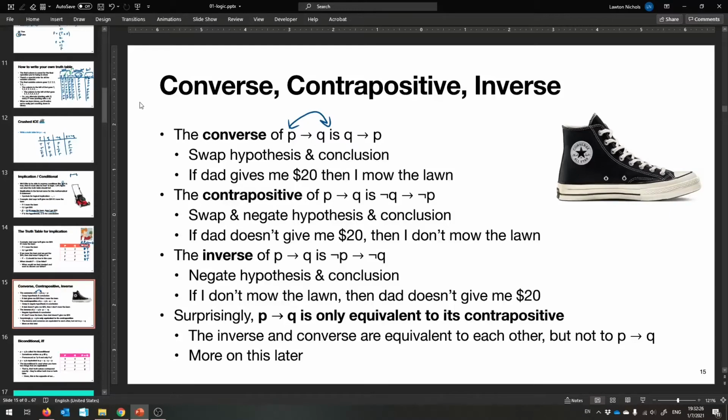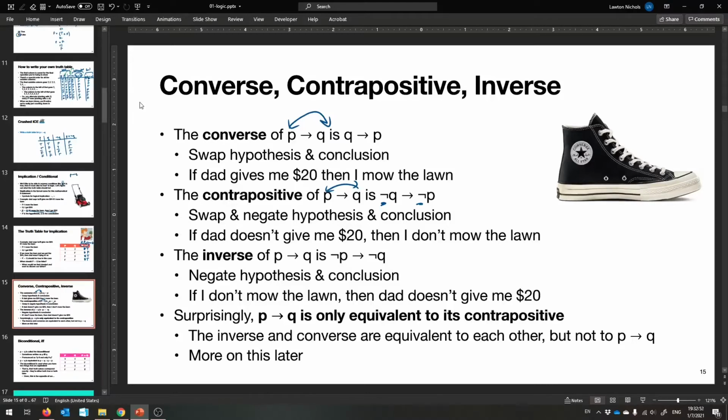So it's like, if Dad gives me $20, then I mow the lawn. So you got to pay me first, Dad, because I didn't trust you before. Got to pay up front. The contrapositive is a fun word. Of P, if P then Q, it is not Q implies not P. So you kind of swap them around and negate it at the same time, which is interesting. Just remember the negation and also the swapping.